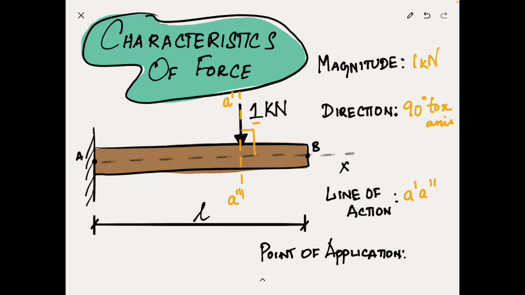Alright, now what's the point of application? Well, it's simply the point where the force is acting. In our example, the force is acting at this point. So let's name it as C. And now C becomes the point of application. To locate C, you can measure the length from the fixed point to the point C, so that you can represent this force on the cantilever more precisely. So let's write the point of application as C, at a distance LC from A.